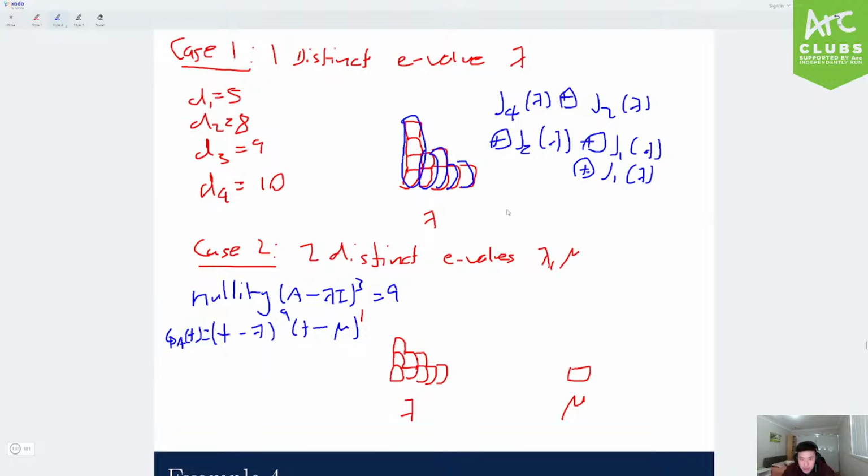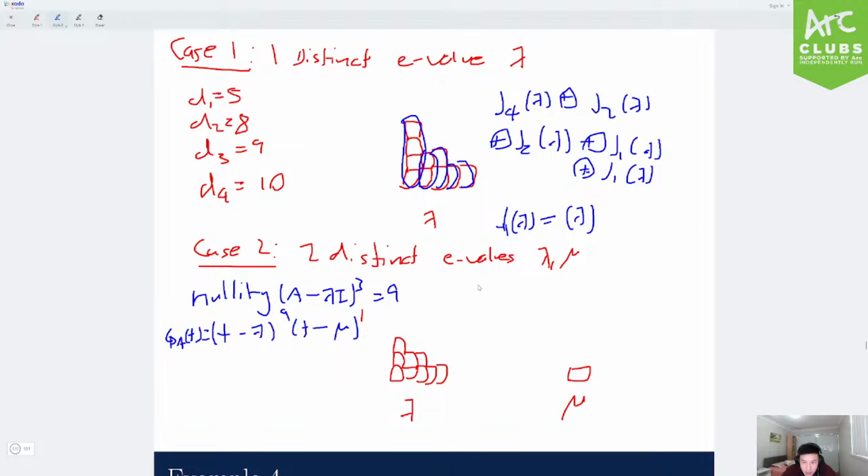Now, oftentimes, J1 of lambda is just a 1 by 1 matrix with element lambda. Oftentimes, we just write this as lambda with brackets around it. So these two do the same thing.